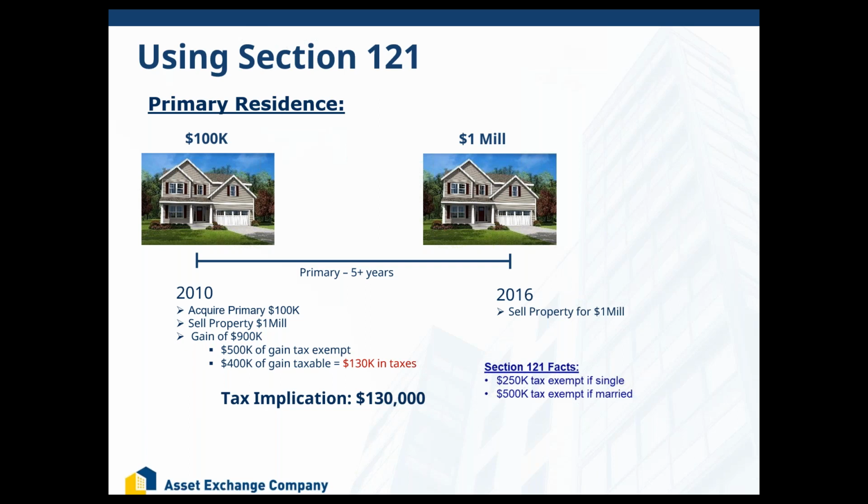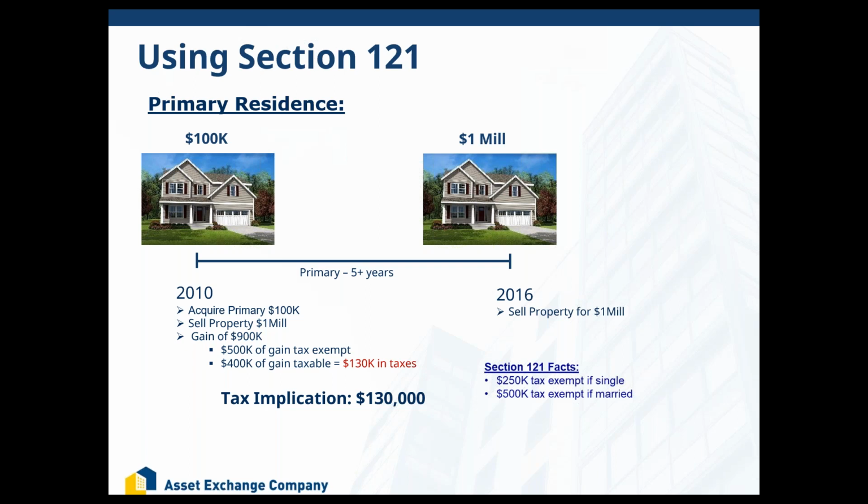Now it qualifies for 121, and let's say we're married when we sell the property in 2016. So the first $500,000 of that $900,000 gain, we're going to claim the 121, and that portion of the gain is going to be tax exempt. Now, what's the problem? The problem is we still have another $400,000 worth of gain that we're going to have to pay tax on when we sell the property in 2016. That's going to equate to about $130,000 in taxes when we sell the property.